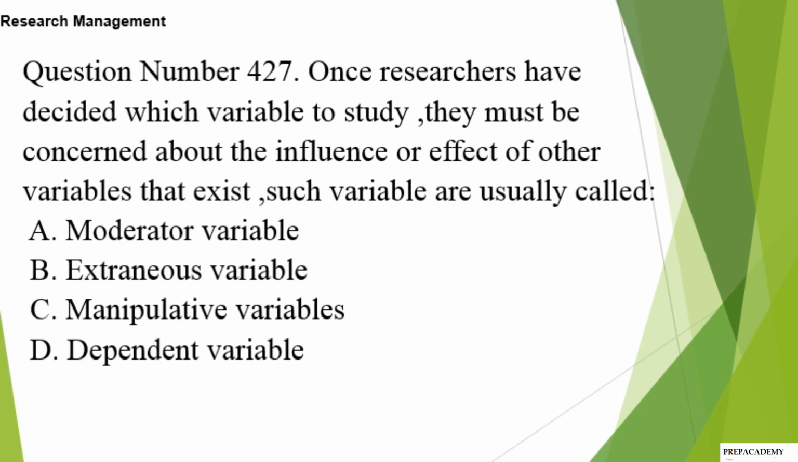Anxiety level. Question number 427. Once researchers have decided which variable to study, they must be concerned about the influence or effect of other variables that exist. Such variables are usually called A. Moderator variable, B. Extraneous variable, C. Manipulative variables, D. Dependent variable. The correct answer is option B.